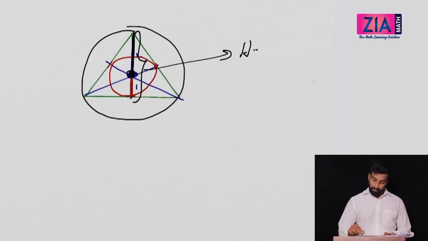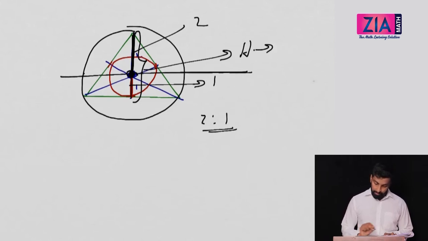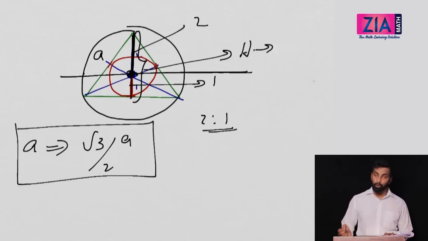So what you can understand is, as I already told you, this is 2 and this is 1, divided in the ratio 2:1. So the radius of circumcircle and incircle is in the ratio 2:1. You understood? So obviously the areas will also be in the ratio 2:1, right? Now the height is in the ratio 2:1. So if you need to find the radius, if one side is A, we know that height is root 3 by 2 A.